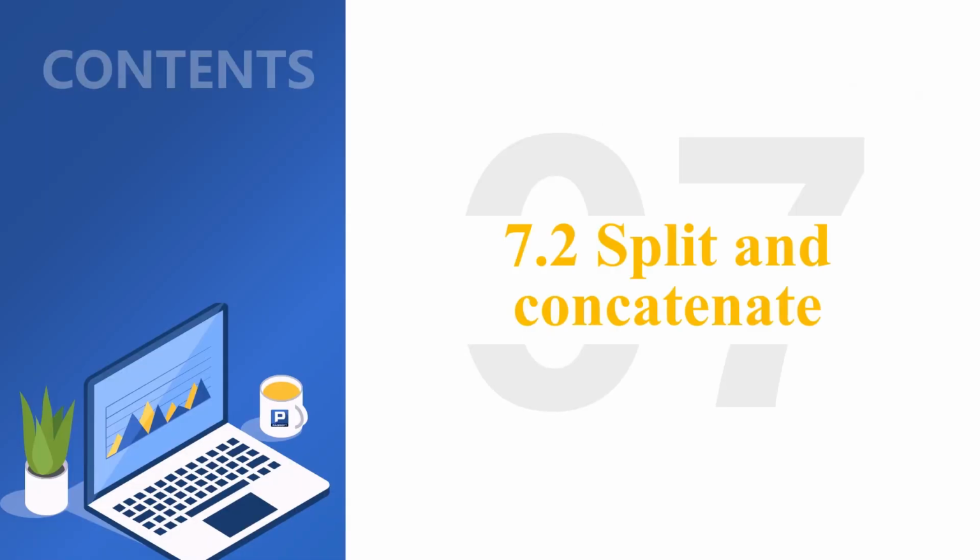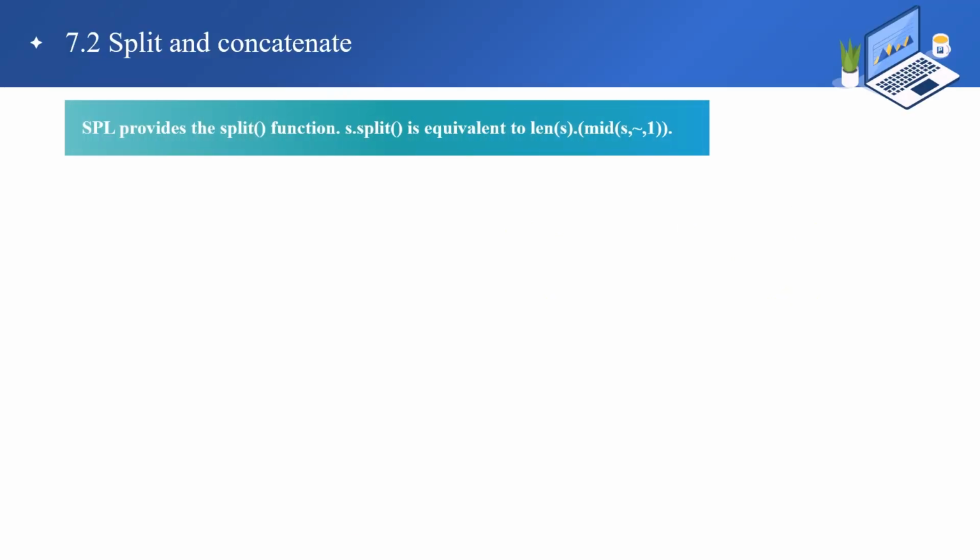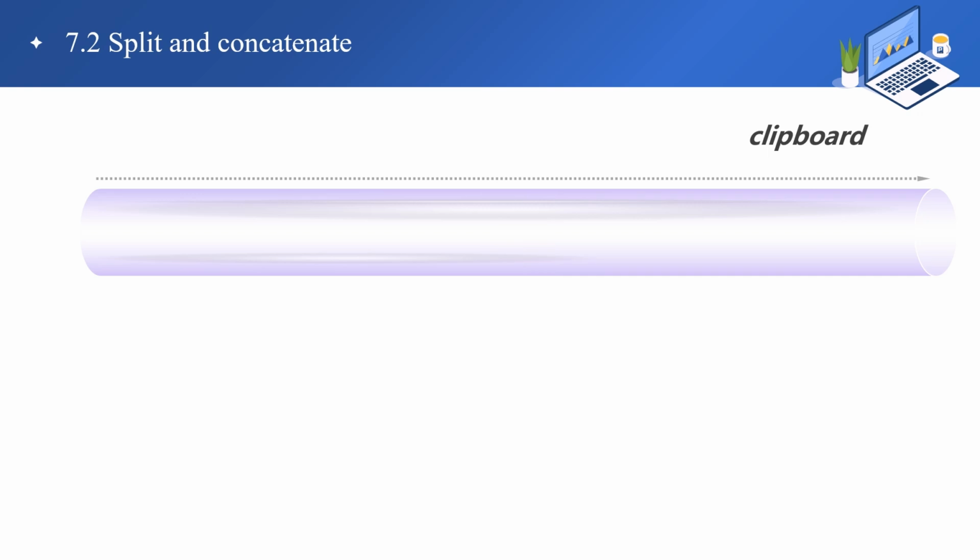Section 2. Split and concatenate. We have used the loop function and mid to split the string into a sequence of single characters. Because this is very common, SPL provides the split function. S.split is equivalent to len s.mid s tilde 1. Split also has more string splitting capabilities. However, before we talk about split, let's learn a clipboard function.